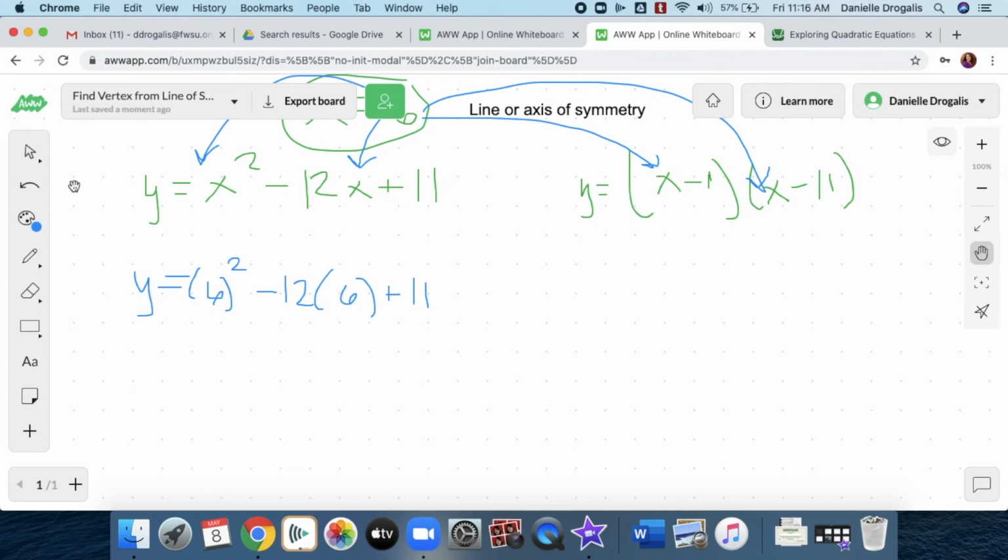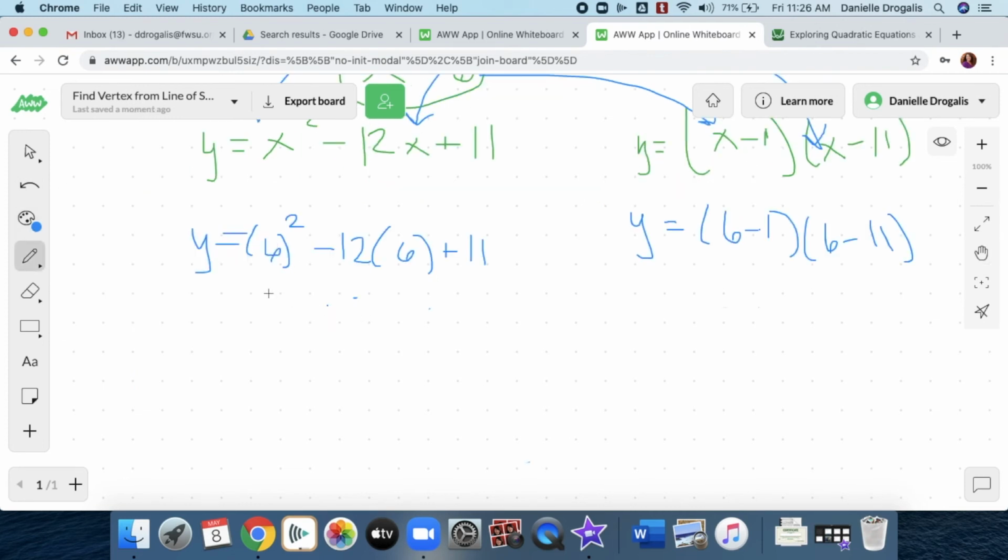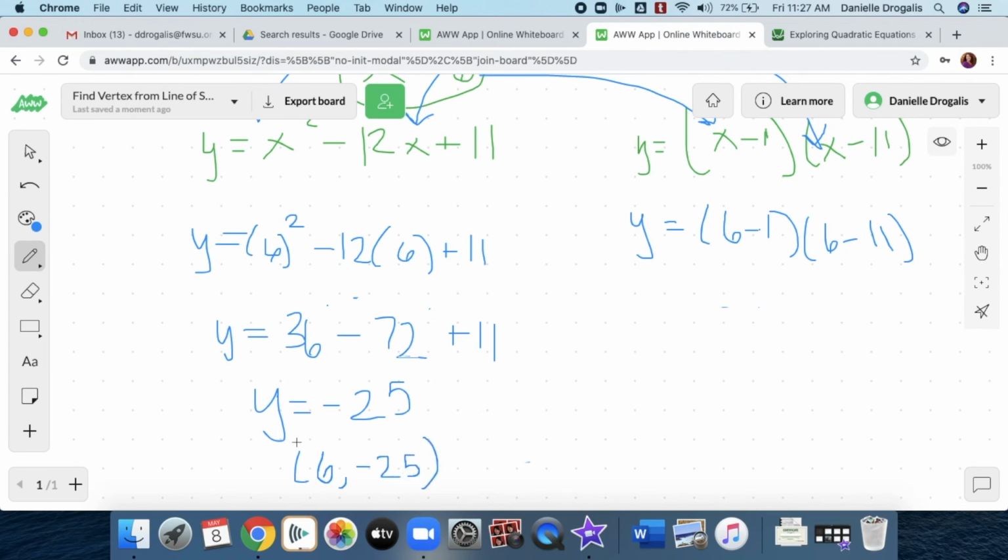Okay, so when you go to consolidate this, you're going to get y equals 36 minus 72 plus 11, and all that becomes y equals negative 25. So let's think about what this means. This means that y will equal negative 25 only when x is equal to 6. And so right away, that means we have found our vertex. The vertex occurs at (6, negative 25). Okay, so right away, the vertex has been revealed.